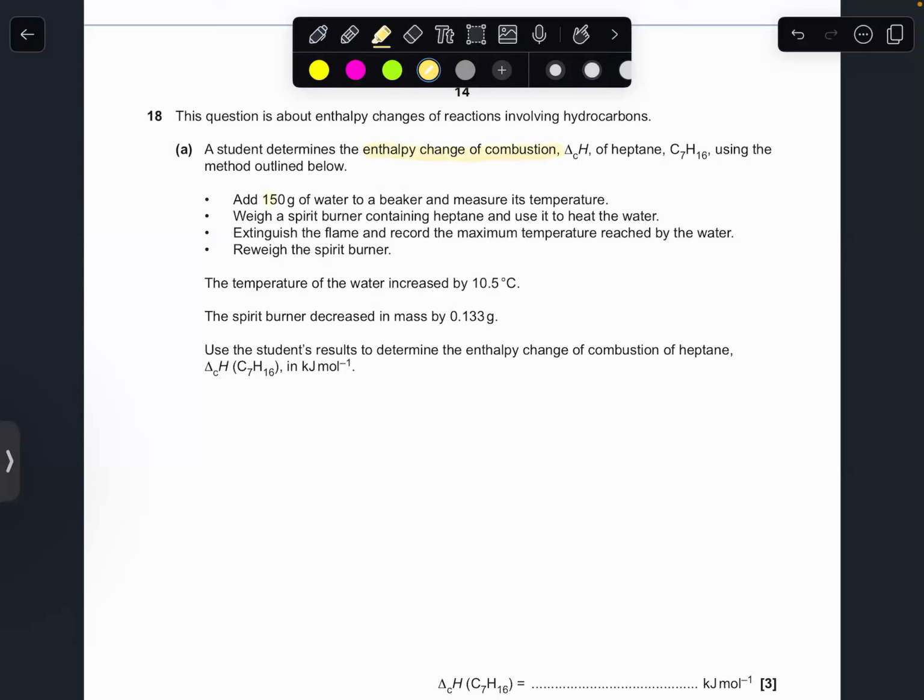So you've got 150 grams of water. You've got the temperature has increased by 10.5 degrees. And the spirit burner has decreased by a mass of this much. What you're doing, you are burning heptane. So your apparatus looks something like this. You've got heptane in a spirit burner.